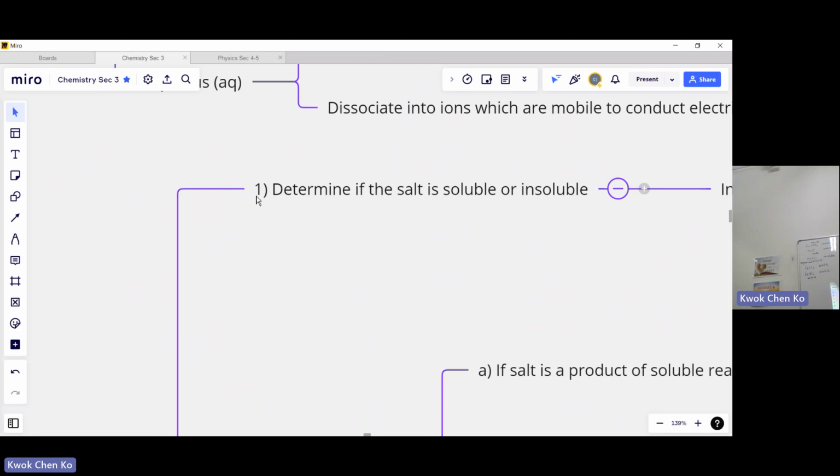Okay, there's one salt they like to ask. Soluble or not? No. Okay. Yes. Look at your sulfate rules. All sulfates are soluble except blah blah blah.